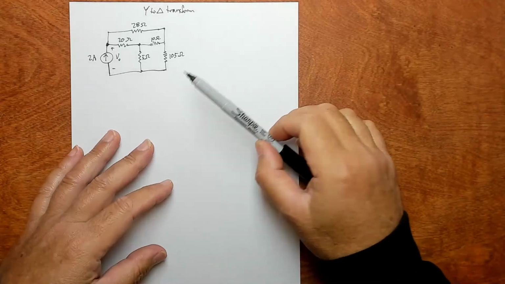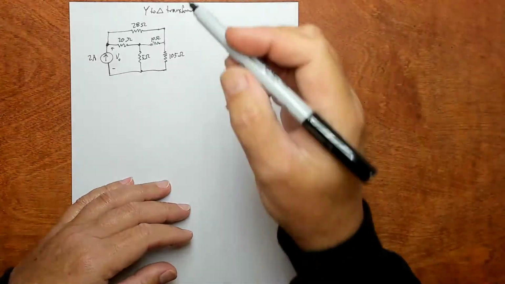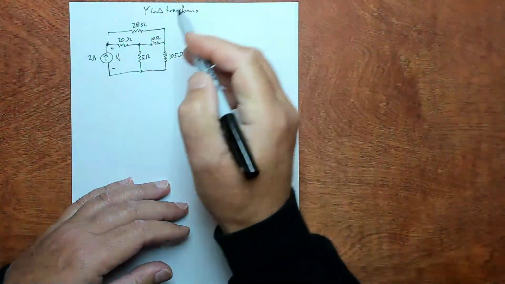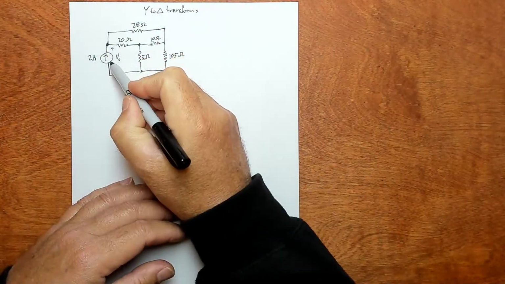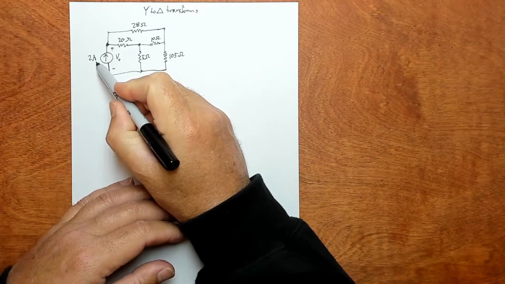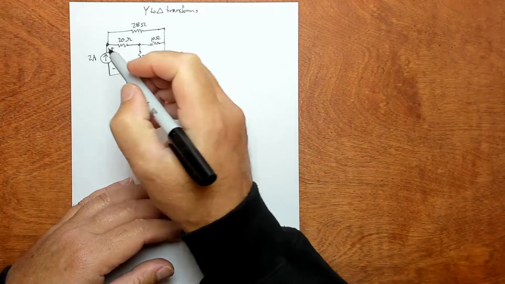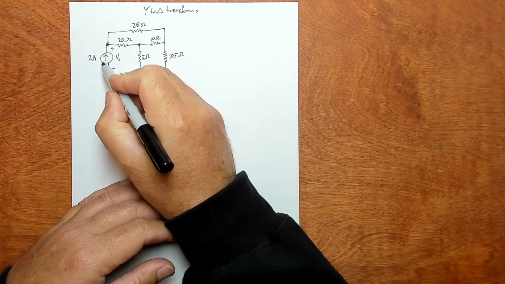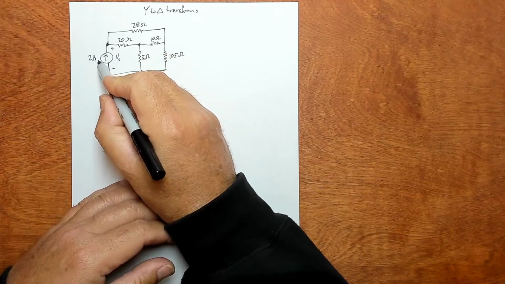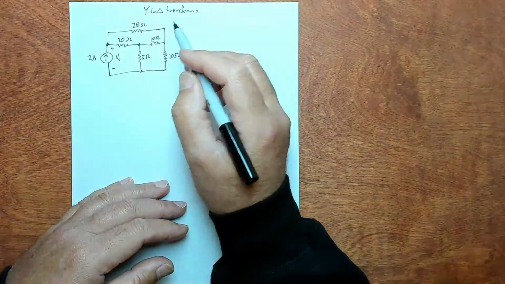Welcome back. Let's talk about Y to delta transforms. So I have a little circuit here with an ideal current source. It's putting out 2 amps. There's also a voltage associated with the current source, but this is an ideal current source, meaning that it's going to put out 2 amps no matter what.